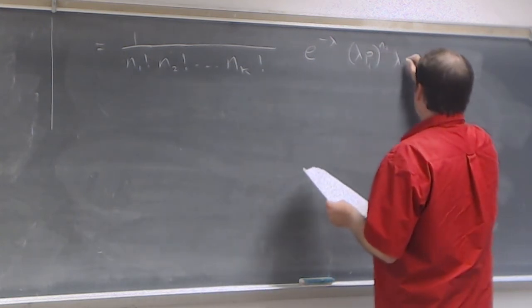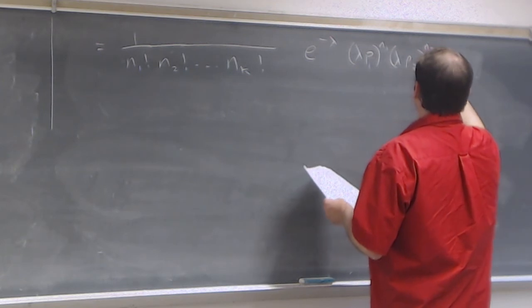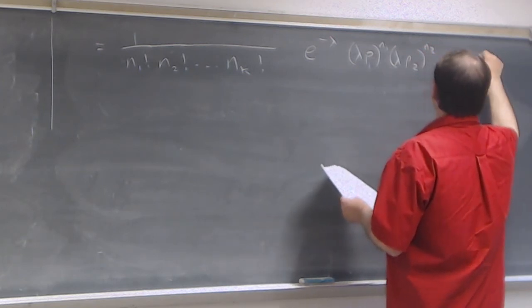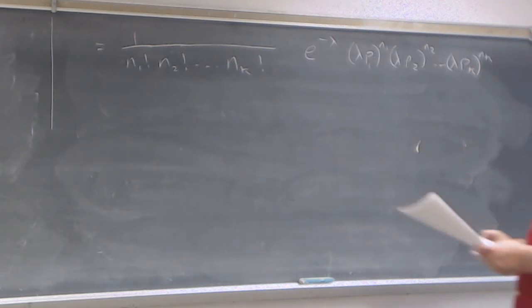And then lambda p sub 2 raised to n sub 2, all the way up to lambda times p sub k raised to the n sub k. That's the way that it can be rewritten. Okay? Now, the next thing I'm going to do is work on that e to the minus lambda part.